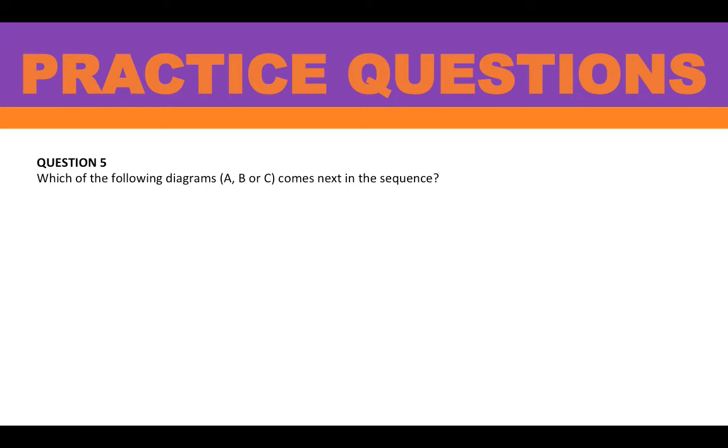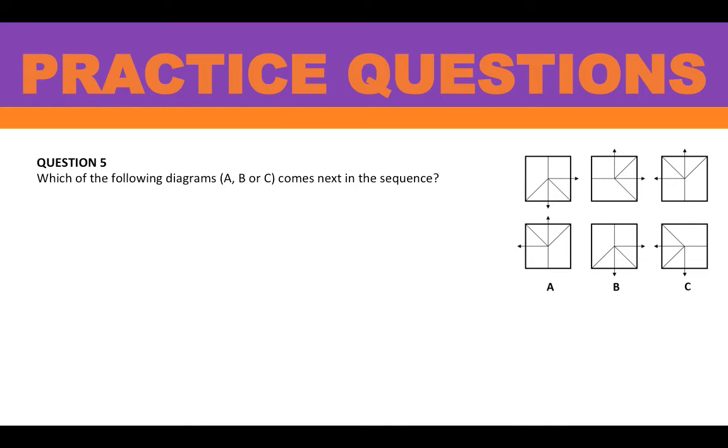Question 5, so which of the following diagrams, A, B or C, comes next in the sequence? As you can see, our sequence is in this top bit here, and one of these can be placed on the end of the sequence in order to complete the sequence.